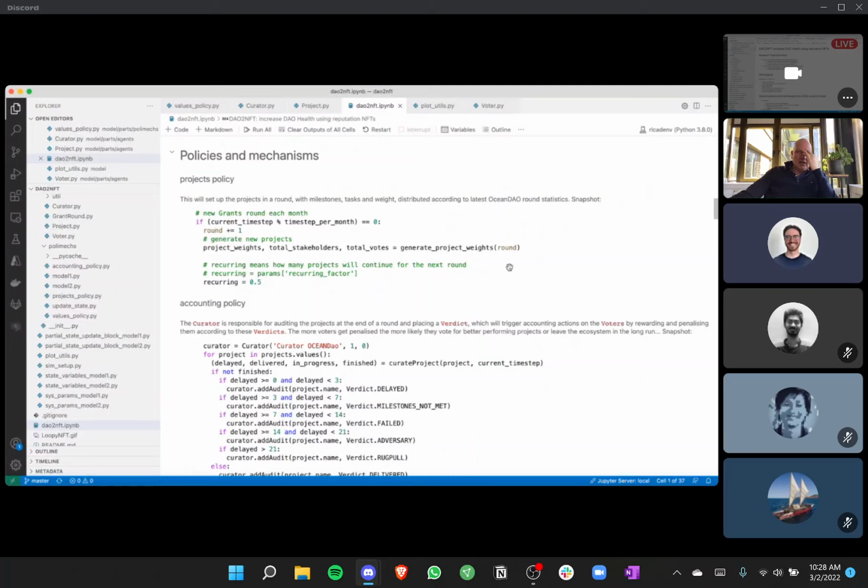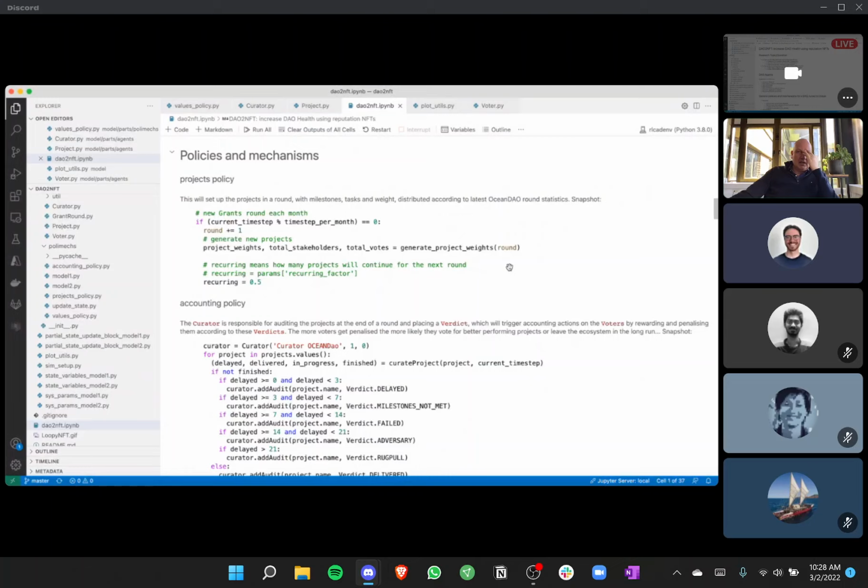Sorry, quick question about that. That voting rule that you just talked about, that's not actually live in Ocean right now. So that's a new proposal, a new policy that you guys modeled. Okay, exactly. Interesting, cool.